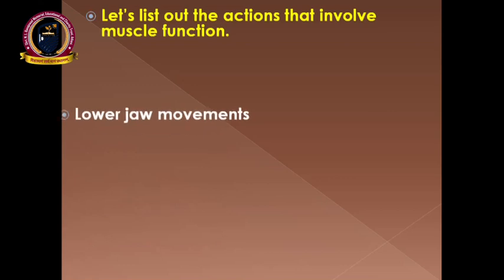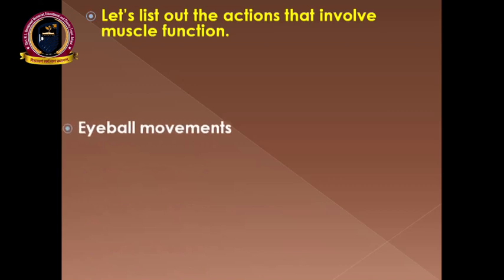Then lower jaw movements. In our skull, it is the lower jaw which can move up and down and even side by side a little bit. And that is how we are able to talk and we are able to chew the food. So the lower jaw movements are also controlled by muscles.